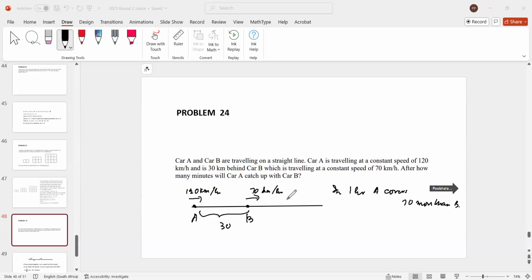But you only want him to cover 30. So how long will it take him to cover 30 kilometers? It'll have to be 3/5 of an hour. It's a proportion problem. And 1 hour is 60 minutes, so that's 36 minutes.